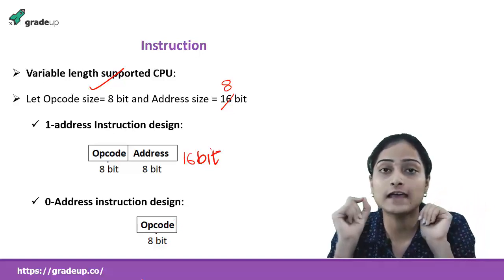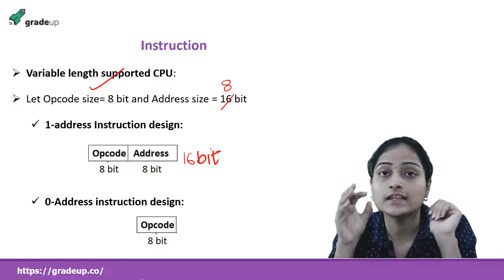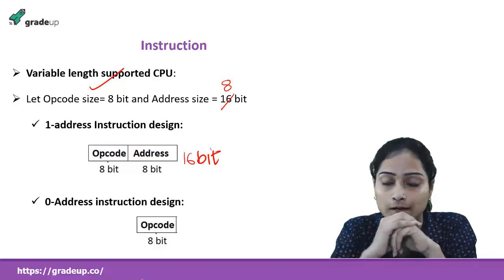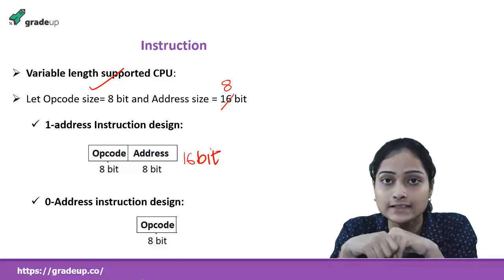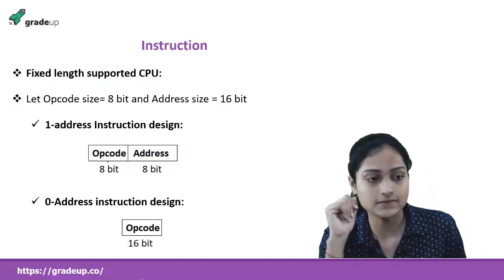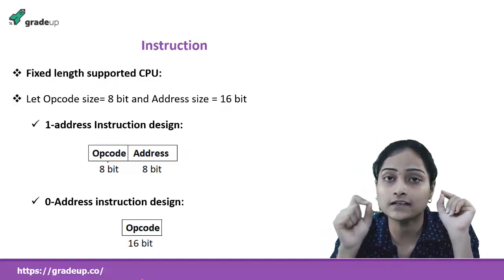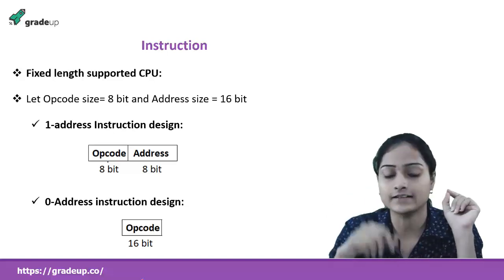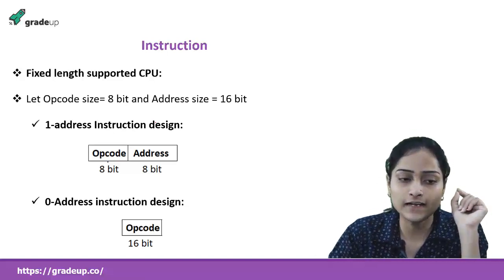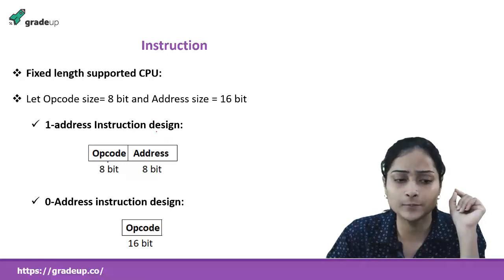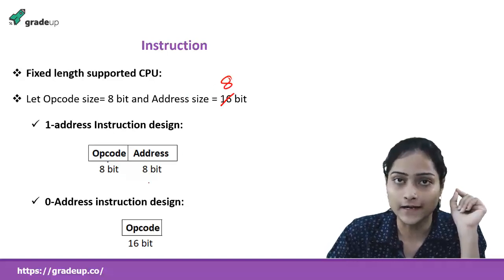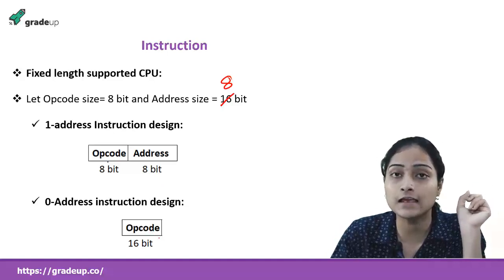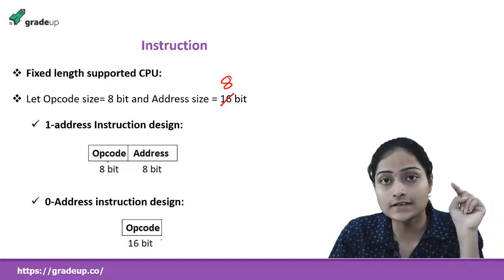If your CPU is a variable length instruction supported CPU, then you can provide instructions of any length, 8-bit, 16-bit, according to your requirement. But if your system is a fixed length instruction supported CPU, then your instructions should be of same size. Then there is a problem which arises. Let us see. In your one address instruction design, you will have an opcode of 8-bit and address of 8-bit supported. But when you have 0 address instruction design, this time you will have only the opcode part in your instruction.